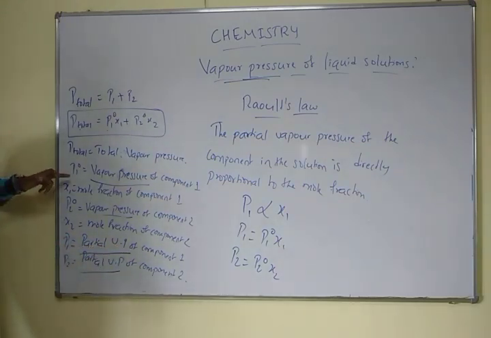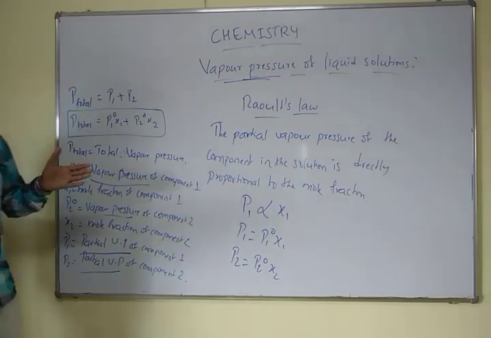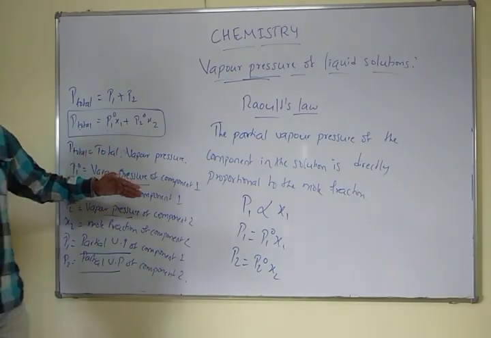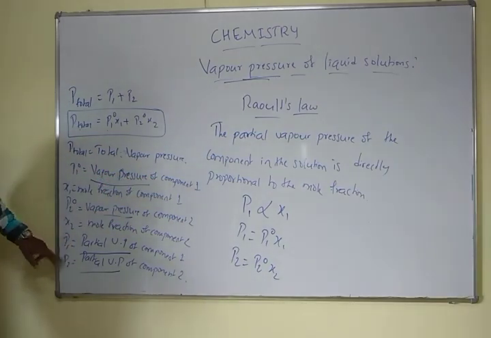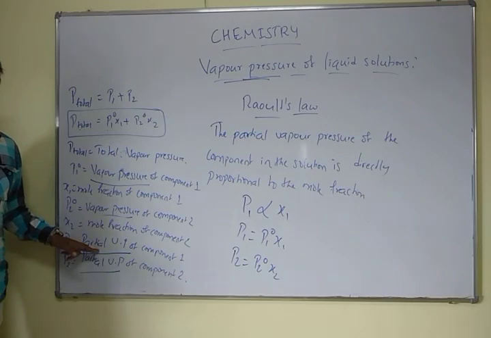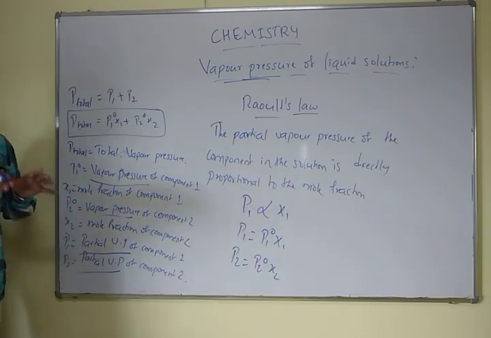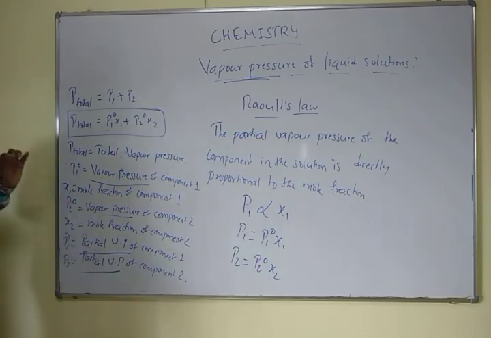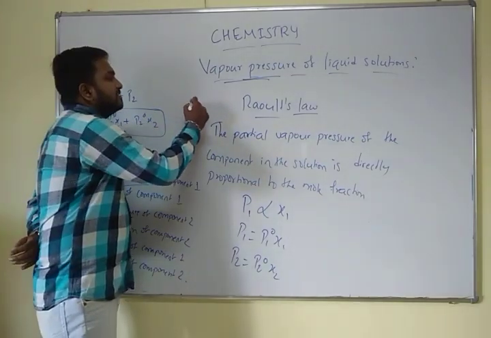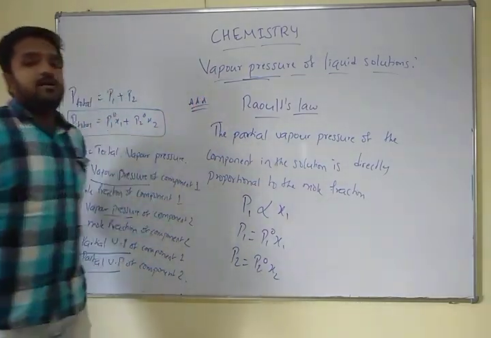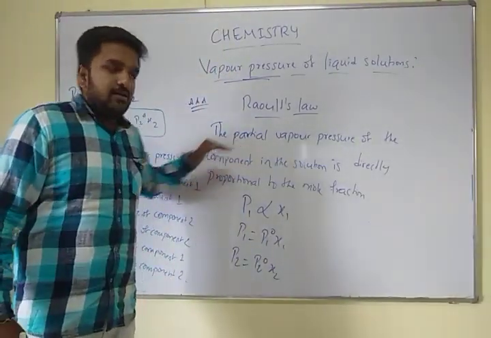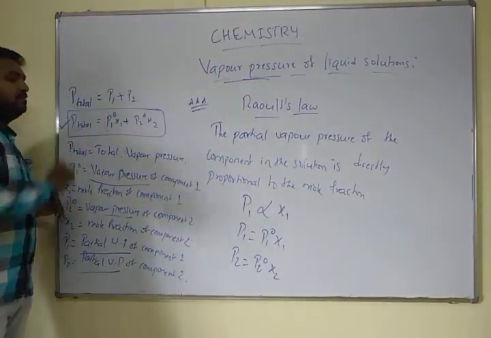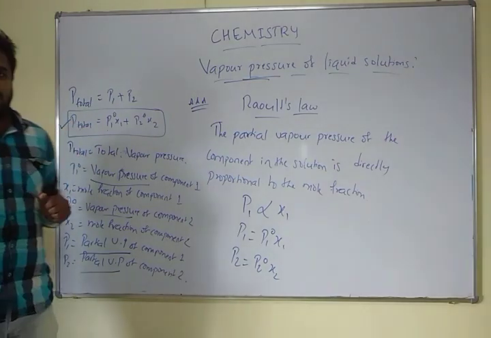It is because P1 naught and P2 naught are the vapor pressures before making a solution. That means in their original state, the solvent and solute, whereas P1 and P2 are the partial vapor pressure because it is in the combined form, the solution form. Don't get confused here. This is one of the important laws from the point of view of board examination. You need to know the statement and the simple mathematical expression of Raoult's law.